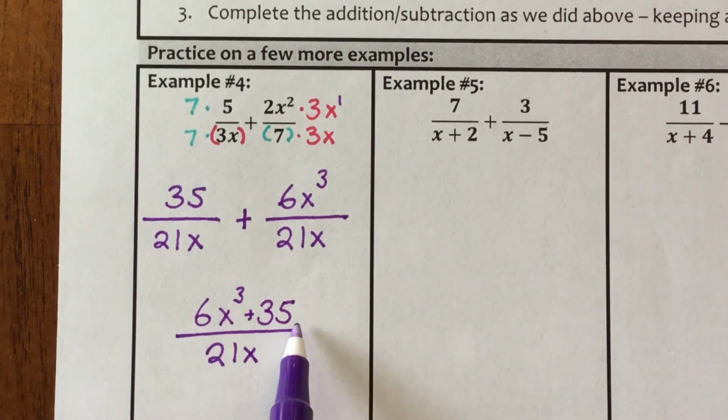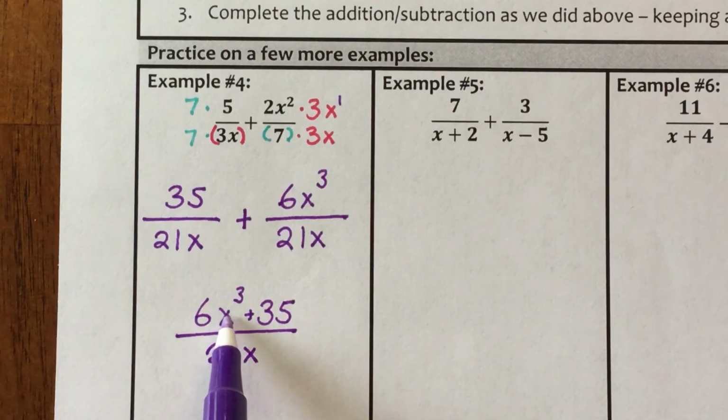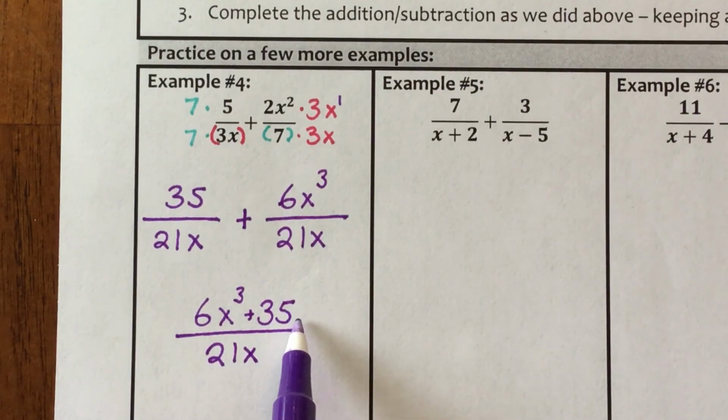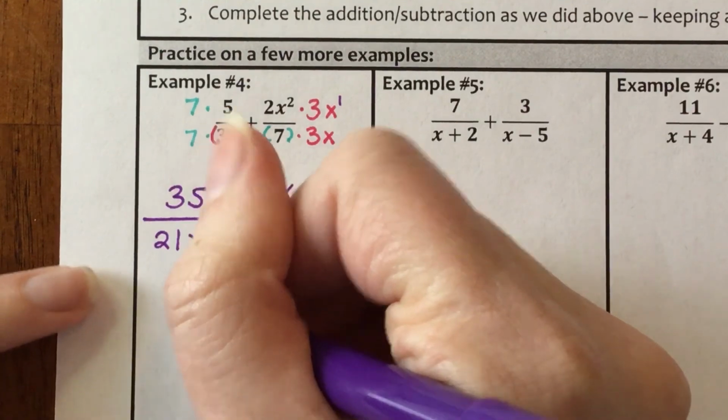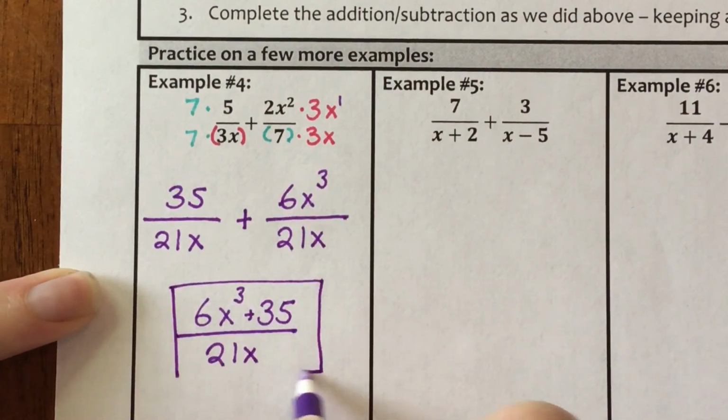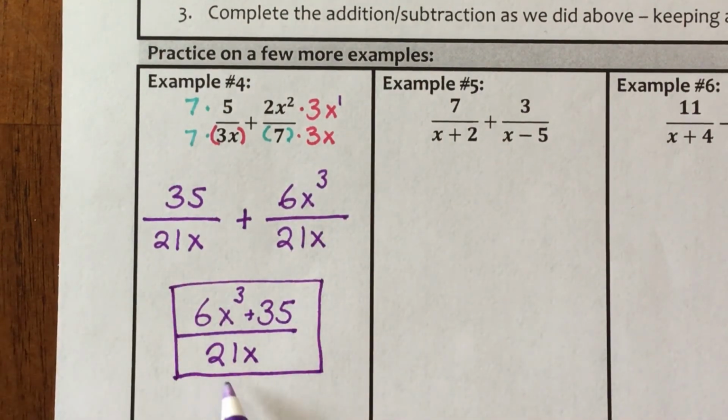6 and 35 do not have any common factors besides 1. This guy has x's, this term does not have x's, so we are done. There's nothing that we can do to simplify this out at all. You are not allowed to simplify individual terms, so you cannot cross out those x's, you cannot divide the 6 and the 21 by 3. You're stuck. Number 5.